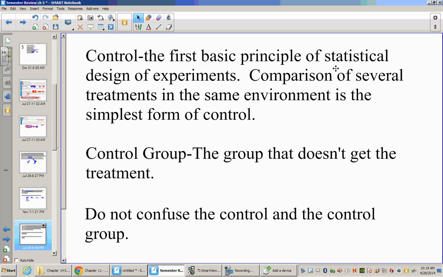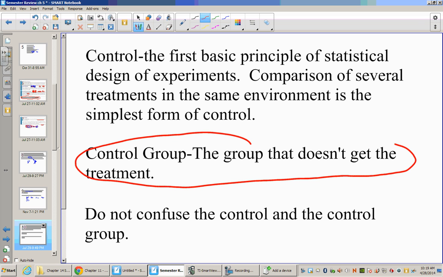Control is the first basic principle in statistical design. You want to compare several treatments in the same environment, and that's what a control is. Now there's a control group. That's the people that don't get the treatment. So you're putting them in an environment that is the same as the other people, they just don't get the thing that you're doing.